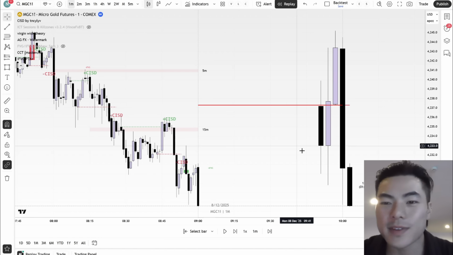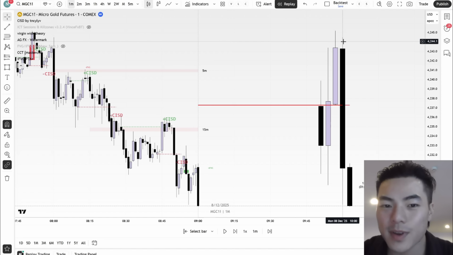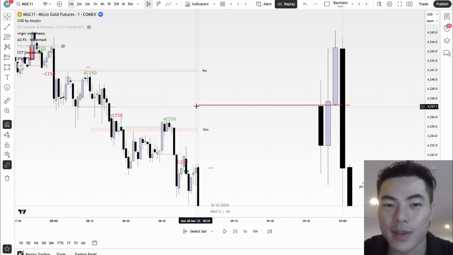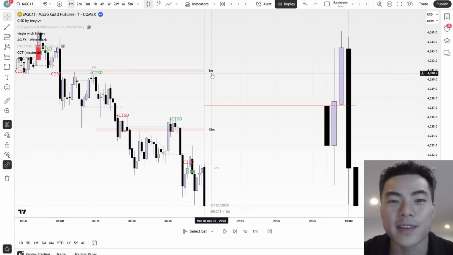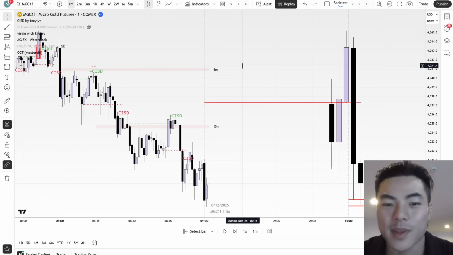All right, so next example. So we've got this strong bearish candle closing through this virgin wick, and you can see our bearish point of interest here. Then we've also got a 15-minute gap here and a 5-minute gap here. The 15-minute gap is enough for me, but I would like to see us tap into that 5-minute gap as well. That would be super nice.